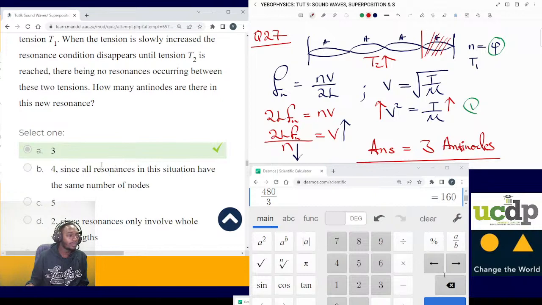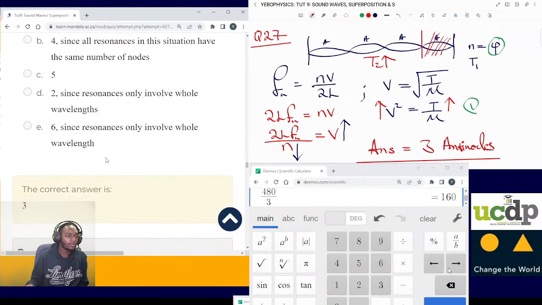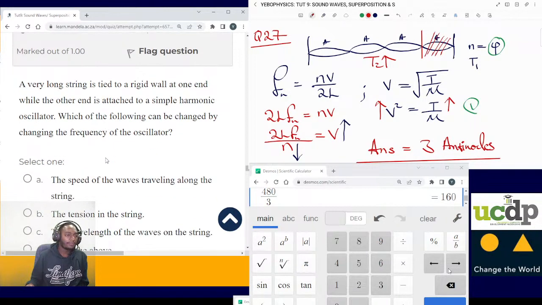Then moving on to question 28, which is the last question that we're going to be looking at today. The remainder of the questions will be tackled tomorrow. That will be the last tutorial that we have.